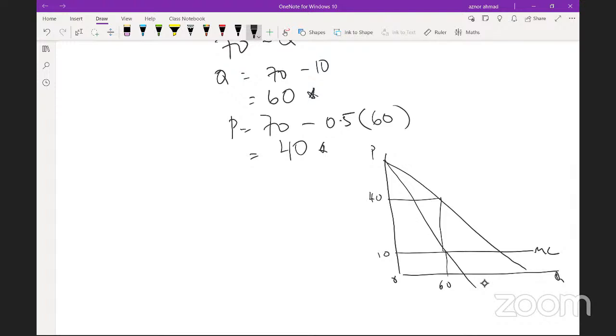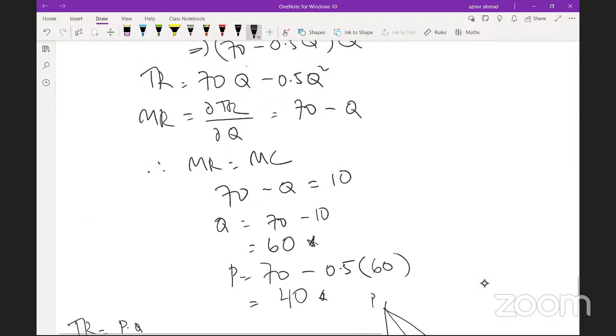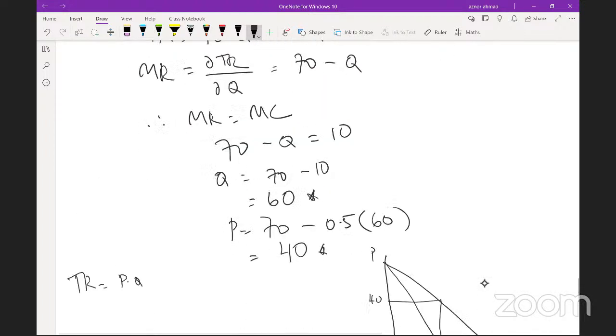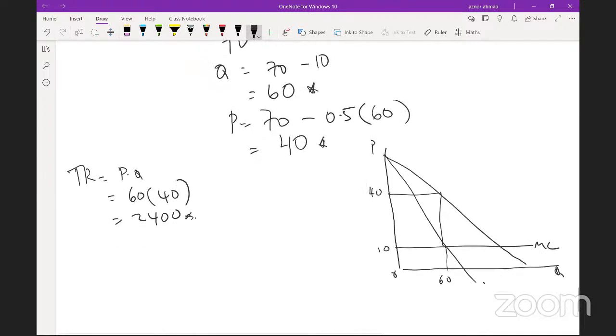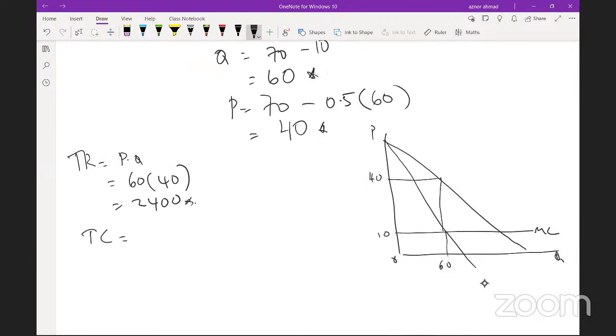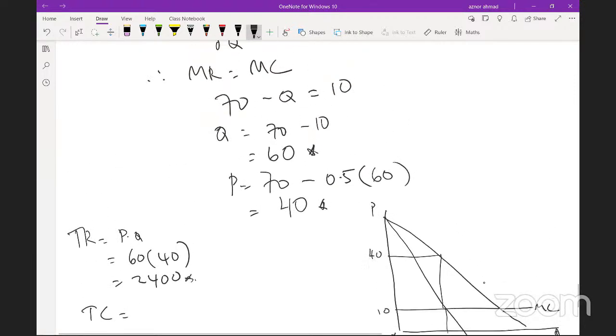And at this stage, you can also know your total revenue will be P times Q. Remember, already mentioned here, the total revenue is P times Q. So the P times Q here will be 60 times 40. What is 60 times 40? 6, 4, 24. So 2400, right? You got total revenue here, and your total cost will be, since we are given marginal cost here.